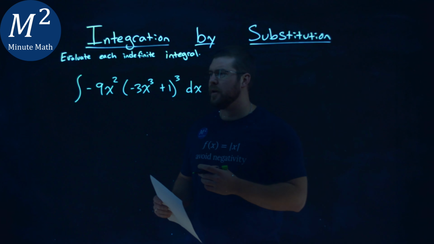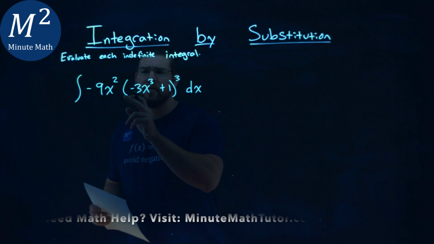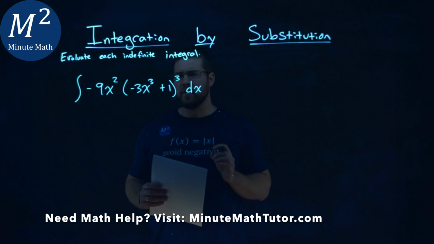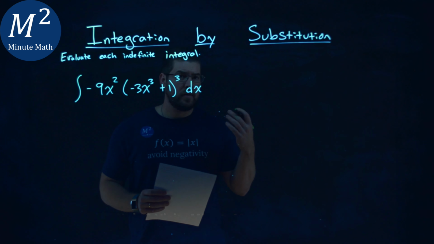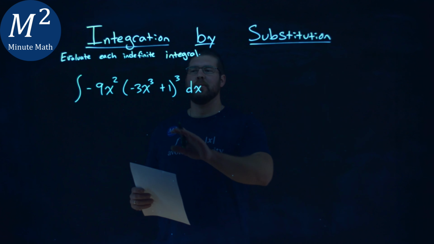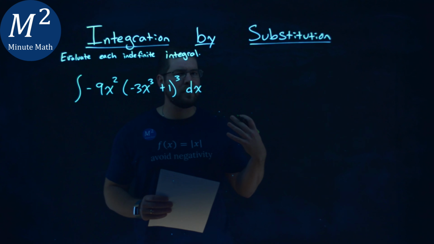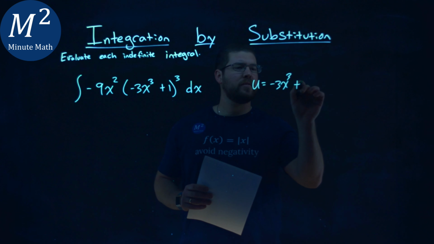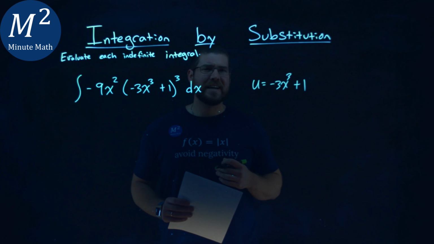We're given this problem right here, the integral of negative 9x squared times negative 3x to the 3rd plus 1 to the 3rd power dx, and we have to evaluate this indefinite integral. Now we're doing this by substitution, and my gut tells me that inside this parenthesis is most likely the u value that will be beneficial to us. So I set my u value to be what's on the inside, negative 3x to the 3rd plus 1. And let's go find a du now.